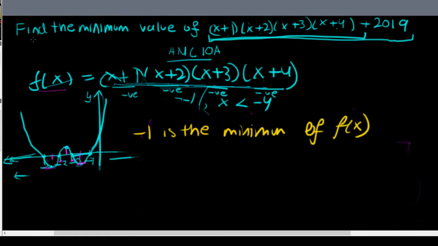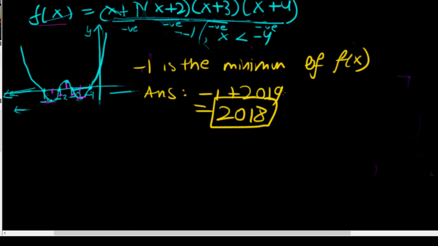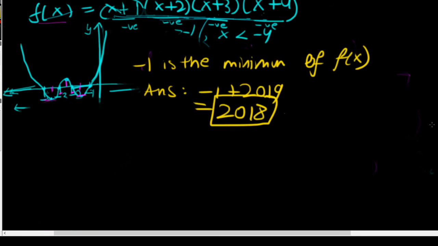But notice the question was to find the minimum value of this function of f of x plus 2019. So the answer will not be minus 1 but minus 1 plus 2019, which is 2018. So this is our answer. Now you might be asking, what is the value of x at which the function is minimized? We actually did not find the value of x, we found the value of u at which the answer occurred.